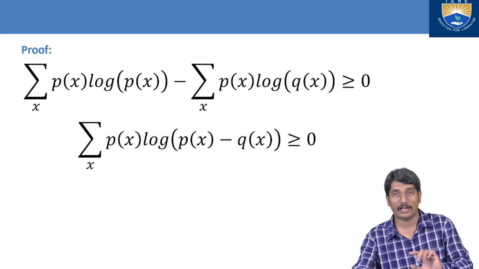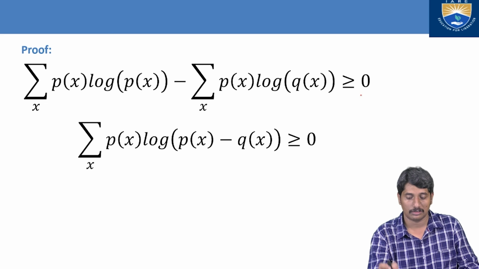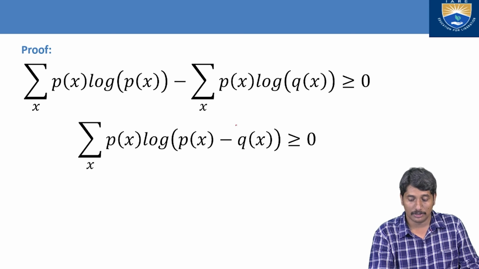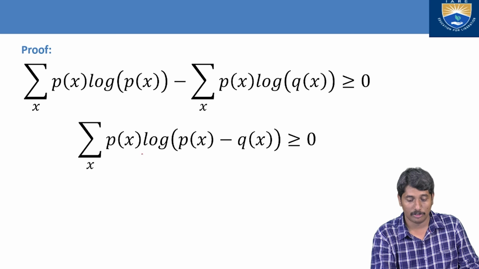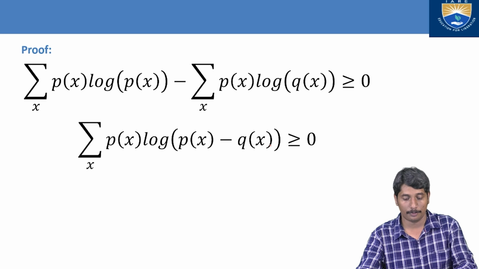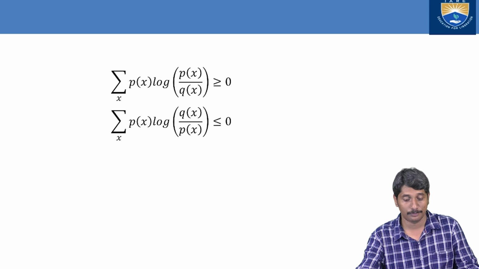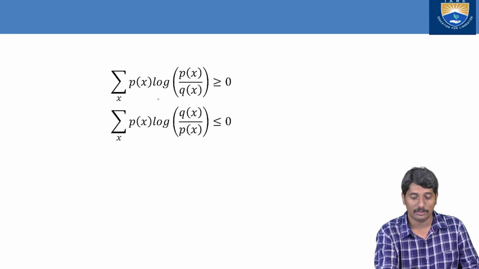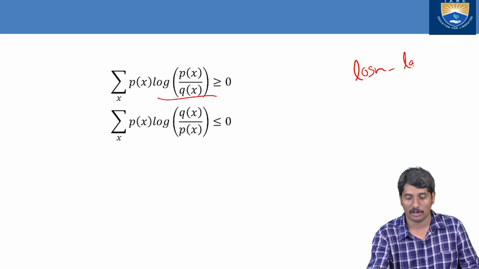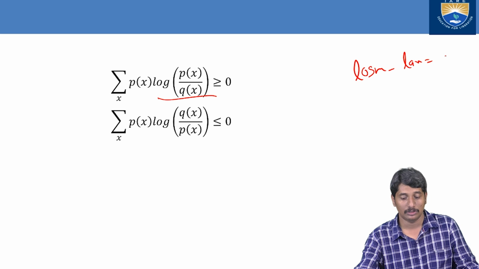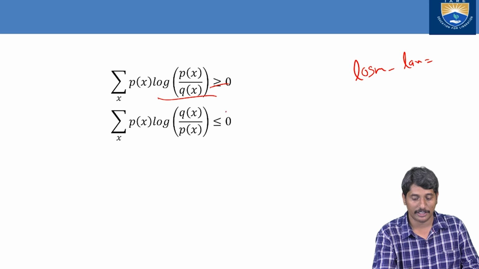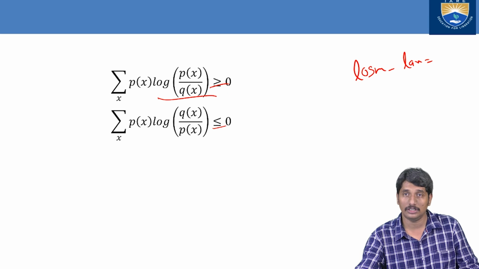So here you can see the proof. I'll just give the proof in a brief way. So this is P of x log P of x minus summation P of x log Q of x, which is always greater than or equal to 0. And you observe, by taking summation P of x as common, you will observe log P of x minus log Q of x greater than or equal to 0. Log m minus log n means log m by n. You know, log m minus log n is equal to log m by n. That's what it resulted into. Okay. And when you reciprocate, automatically the symbol changes from greater than to less than.